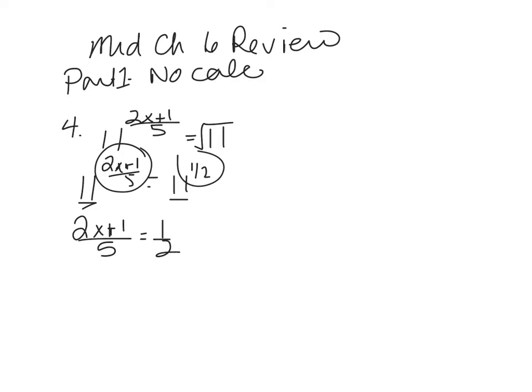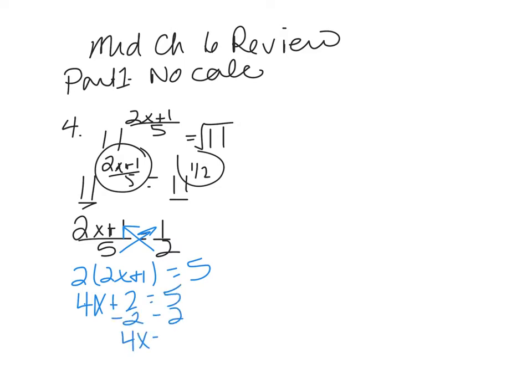Here I really have a proportion. I can solve it by multiplying both sides, multiplying the 5 and the 2. So I get 2 times (2x plus 1) equals 5 times 1. So we have 4x plus 2 equals 5. Subtract the 2, 4x equals 3. Divide by 4. X is 3/4.